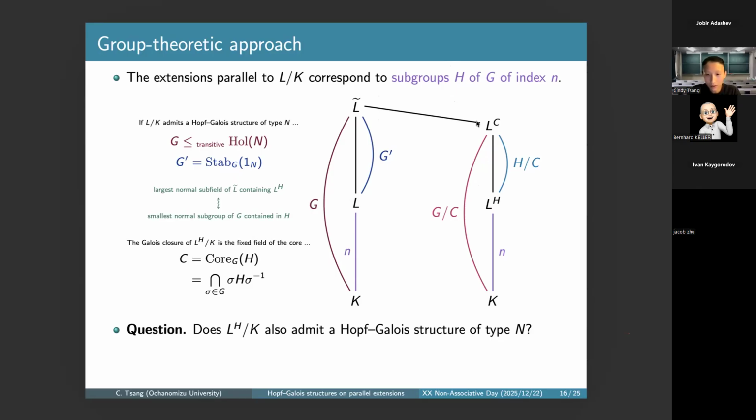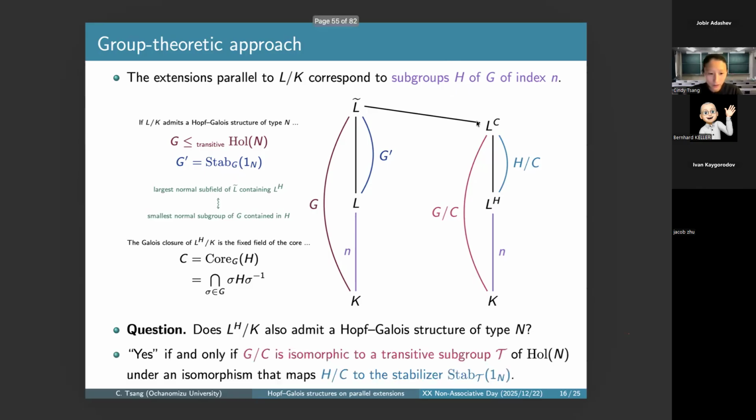By the equivalence mentioned on the previous slide, we know that this parallel extension admits a Hopf Galois structure of type N if and only if the Galois group here is isomorphic to a transitive subgroup of the holomorph under an isomorphism that takes the upper group, the Galois group up here, to the stabilizer.